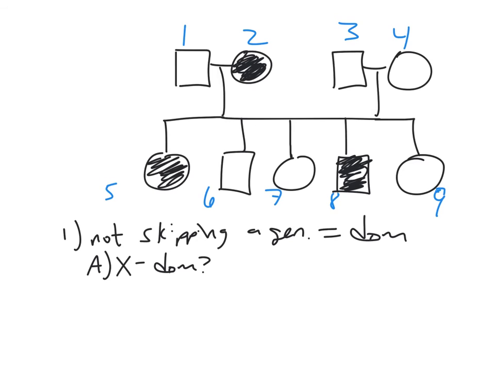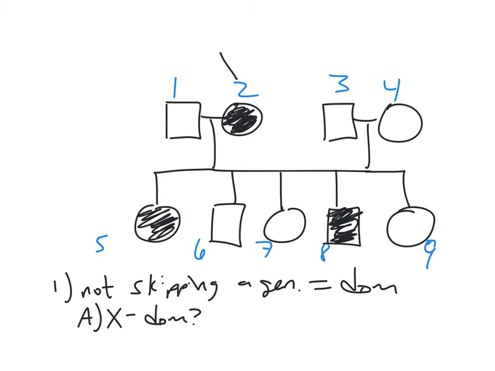If this is X-linked dominant, it's our assumption, she could either have one bad X chromosome, X minus over X plus, or she could be homozygous for a mutation. Either of those genotypes would give her the disease, trait, whatever.